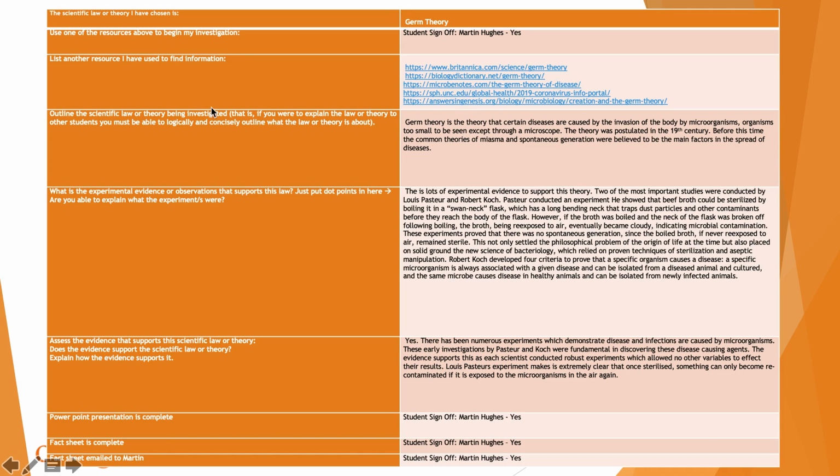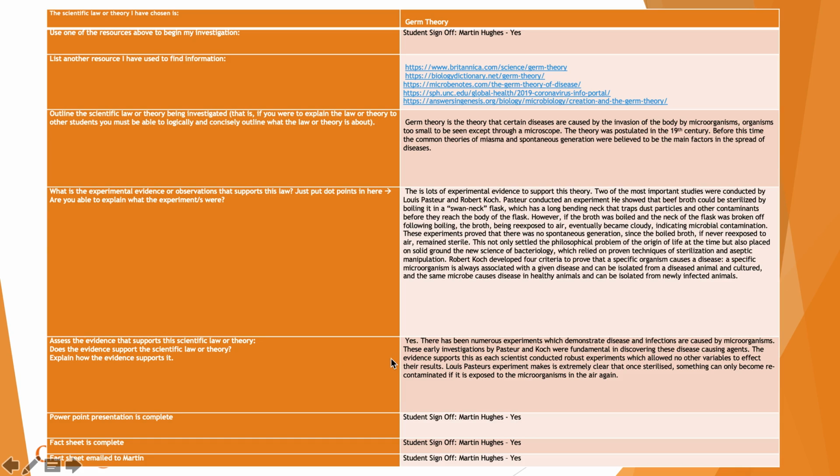Outline the scientific law or theory being investigated. That is, if you were to explain the law or theory to other students, you must be able to logically and concisely outline what the law or theory is about. So this is my really short definition. What is it about? I've got my explanation here. The next question is, what is the experimental evidence or observations? And I've explained my PowerPoint presentation in more detail here. I showed you the diagram of the experiment where the top of the flask was kept on or broken off. So I've explained that in more detail here.